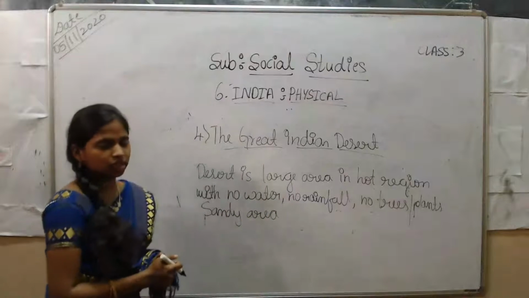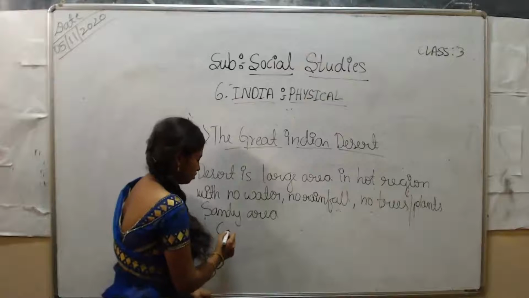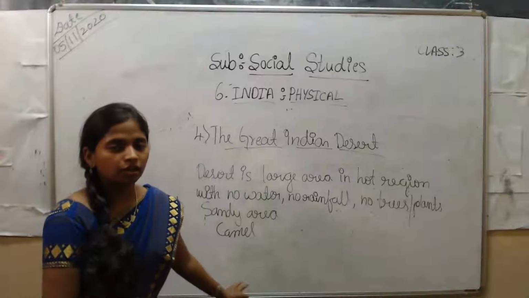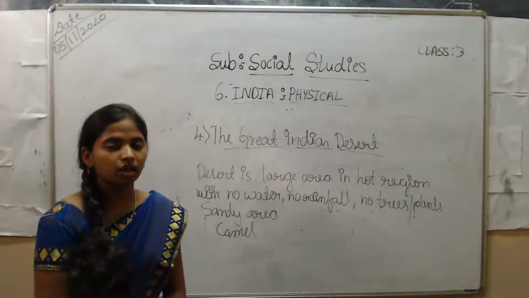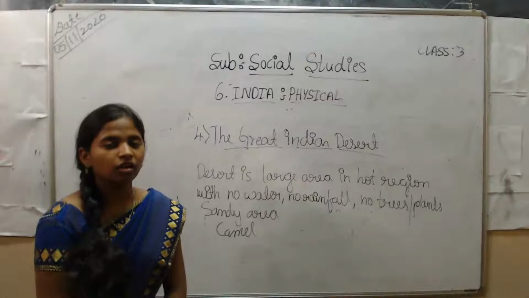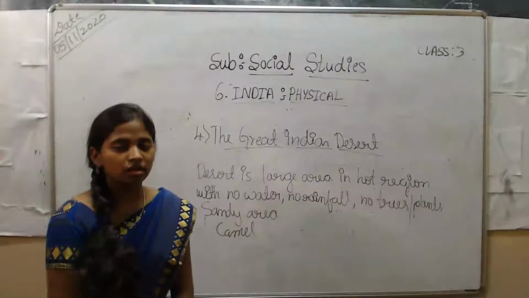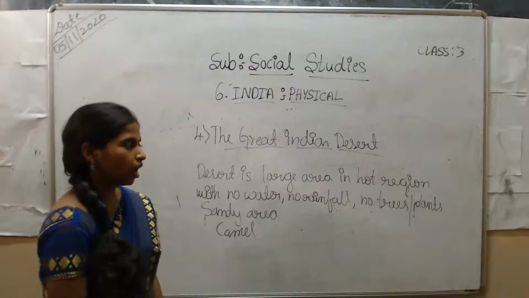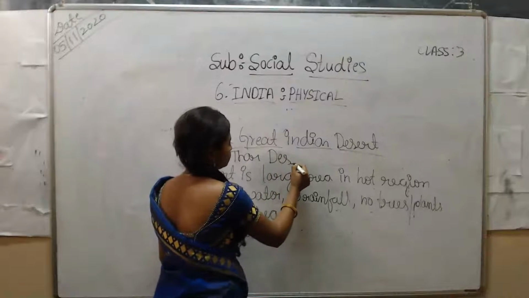And the only animal you can see here, or the mode of transportation, is the camel. Camel is present here in the desert area. So we can also call it the ship of the desert, because it helps to move from one place to another in this desert where only sand is present. The state Rajasthan comes under this Indian desert. So the Indian desert is also called the Thar desert. What is it called? Thar desert.